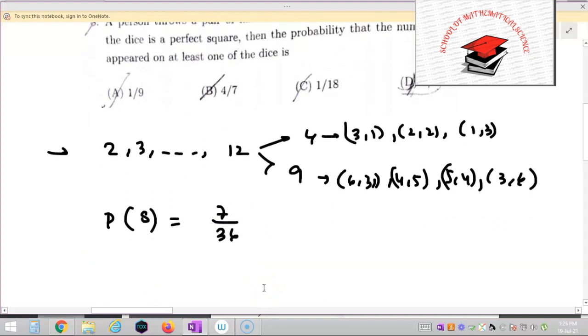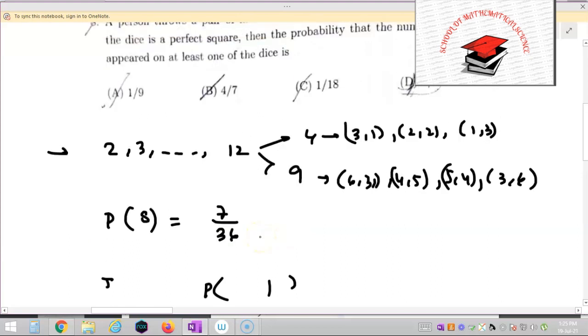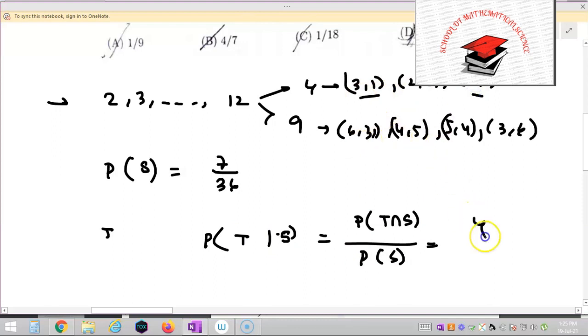Now I am considering T as the event of getting at least one 3. We know that the number must be a perfect square, and among these we need to find the probability of getting at least one 3. So this is the required probability. That would be probability of T intersection S divided by probability of S. Probability of T intersection S, you can see, is 1 2 3 4. So 4 by 7 is our answer.